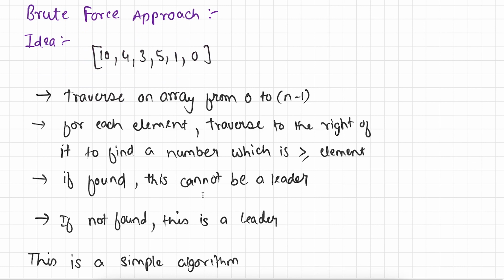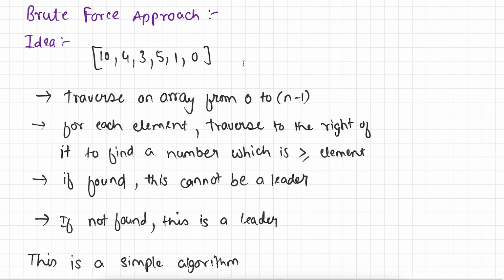Alright, I hope by now you would have written at least a basic program to solve this problem. So let's first discuss the brute force approach. The idea of the brute force approach is pretty simple. We have an array with elements like 10, 4, 3, 5, 1, 0. We are going to traverse this array from 0 to n minus 1. We pick one number at a time and then we traverse the array again from the next number till the last number, and we try to find a number that is greater than or equal to this number.